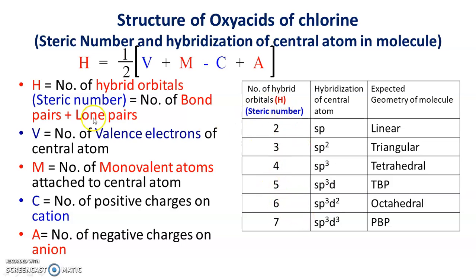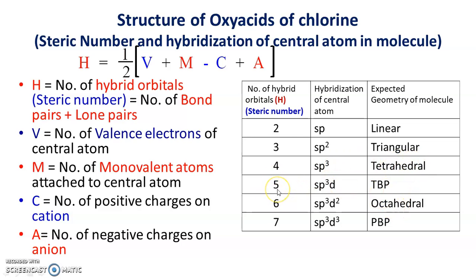Now look at this table. Depending upon the value of H, we can know the geometry of the molecule. When the value of H is equal to 2, it is nothing but the steric number also. When steric number or H is equal to 2, the central atom undergoes sp hybridization and the expected geometry is linear. When H is equal to 3 or steric number is 3, the central atom undergoes sp2 hybridization and the resulting geometry will be triangular. If H is equal to 4 or steric number is 4, the central atom undergoes sp3 hybridization and the geometry of the molecule will be tetrahedral.